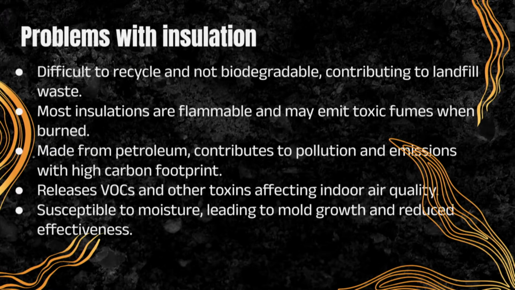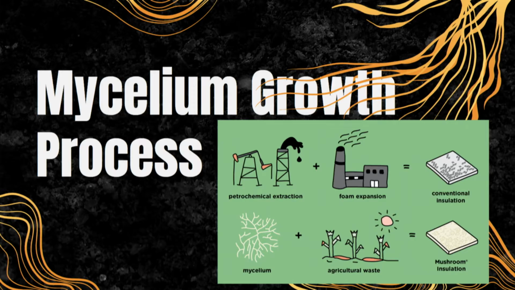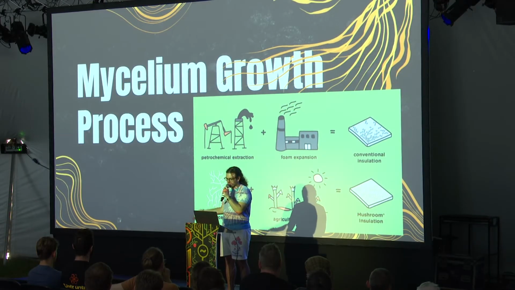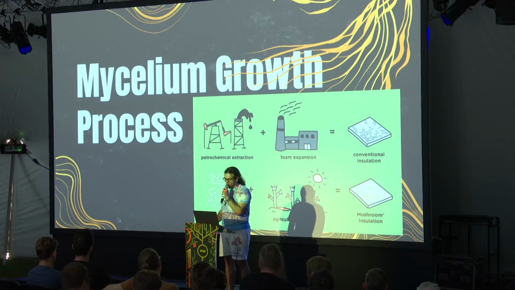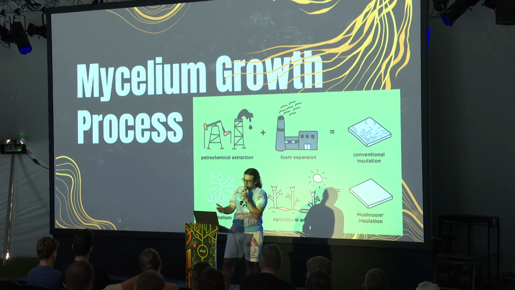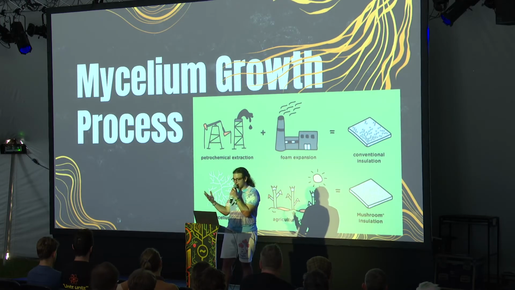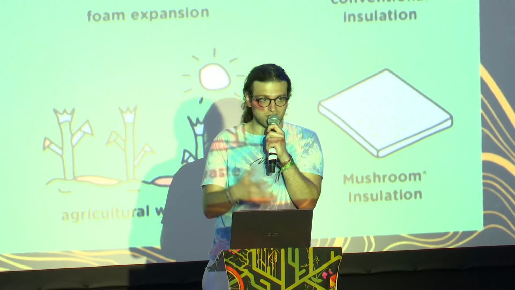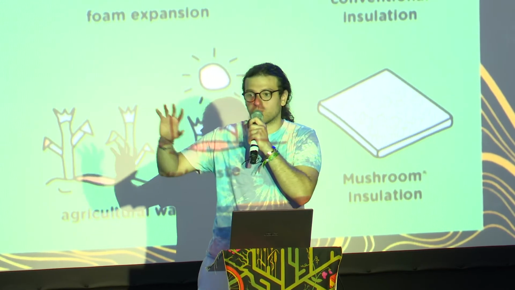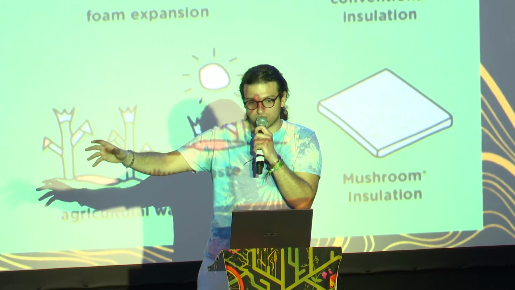Okay, so how are we going to relate these two things together? This is the process, as I just said: take petroleum out of the ground, make expansion foam, make insulation out of it. Well, I thought maybe we can take agricultural waste from one industry, such as straw, rice husks, things like that, and use that as a substrate to grow the mycelium on. So this ends up being carbon negative, because you're taking a waste product from one industry and reusing it.